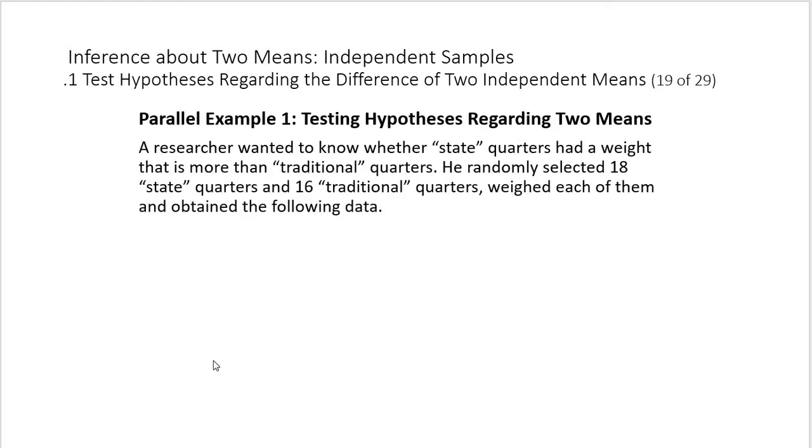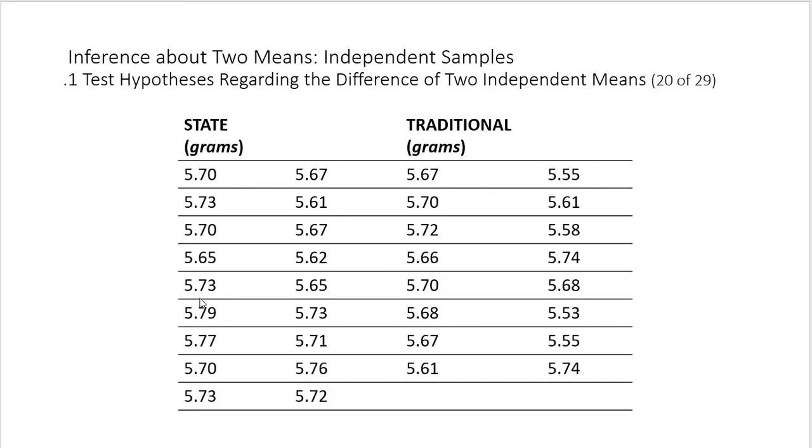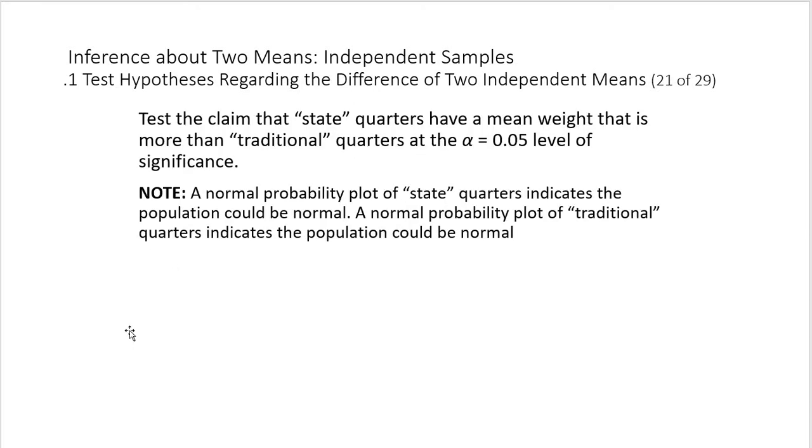Let's look at this example. A researcher wanted to know whether state quarters had a weight that is more than traditional quarters. He randomly selects 18 state quarters and 16 traditional quarters and weighs each one of them and obtains the following data. These are the following data from the previous example for the traditional quarters and the state quarters. We want to test the claim that the state quarters have a mean weight that is more than the traditional quarters at a significance level of 5%.